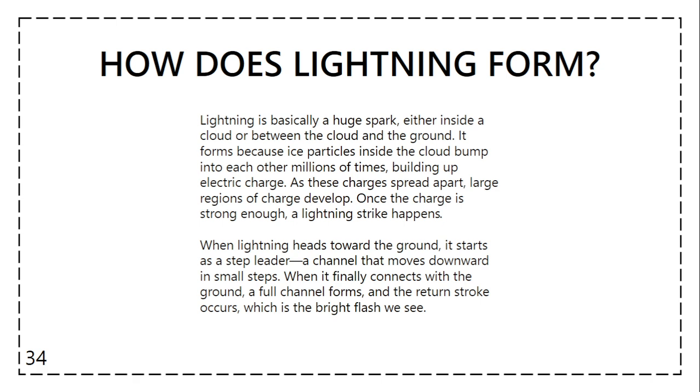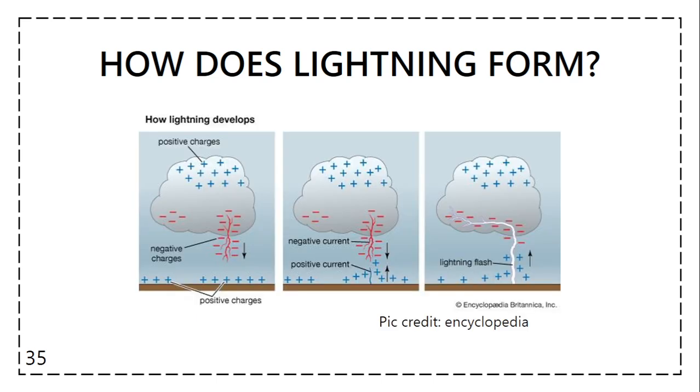When a lightning strike heads towards the ground, it starts with a step leader, a channel that moves downwards in small steps. When it finally connects with the ground, a full channel forms, and a return stroke occurs, which is the bright flash of lightning we see.